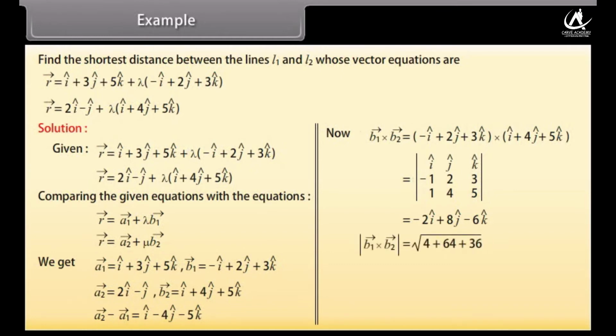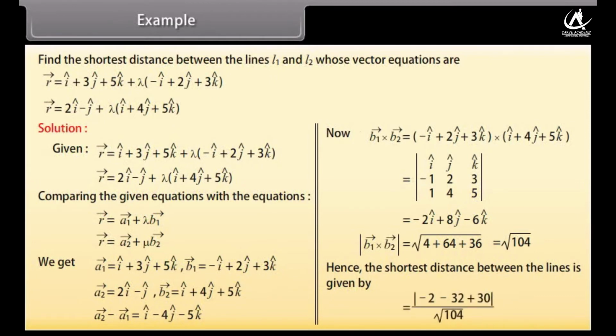The modulus of the cross product of vector b1 and vector b2 equals the square root of 4 plus 64 plus 36, which equals the square root of 104. Hence, the shortest distance between the lines is given by the modulus of (minus 2 minus 32 plus 30) by the square root of 104, which equals 4 by the square root of 104.